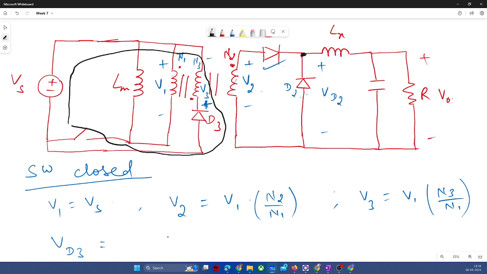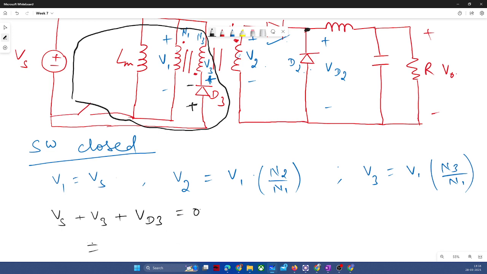So Vs we can write Vs plus V3, since we are going from negative to positive. So Vs here again we are going from negative to positive. So V3 minus, since in D3 we are, let us assume this will be the conventional polarity of any diode, so positive at the side of anode and negative at the side of cathode. So we can write VD3 is equal to 0.